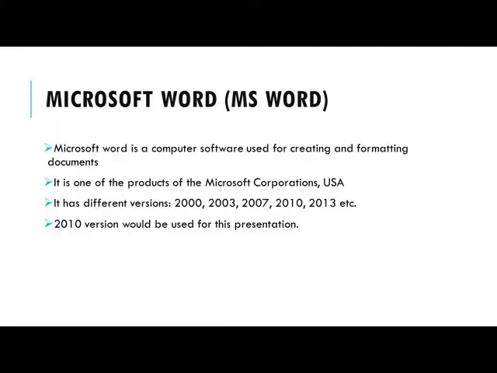Microsoft Word itself is one of the packages that belong to Microsoft Office, and it has different versions. It's a product of Microsoft Corporation in the US. You have the earlier versions and you have advanced versions. You have versions 1993, 1997, but those are getting outdated fast. We have 2000, 2003, 2007, 2010, 2013, and the more recent ones. But for this presentation, we shall be making use of the 2010 version.